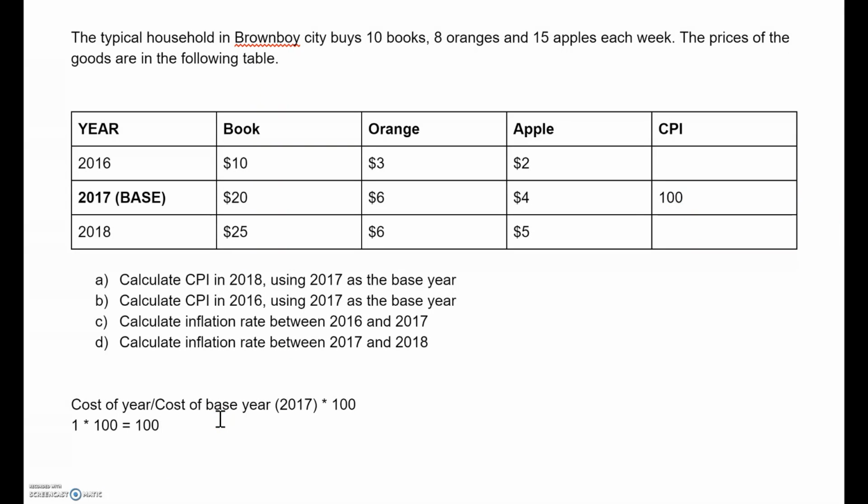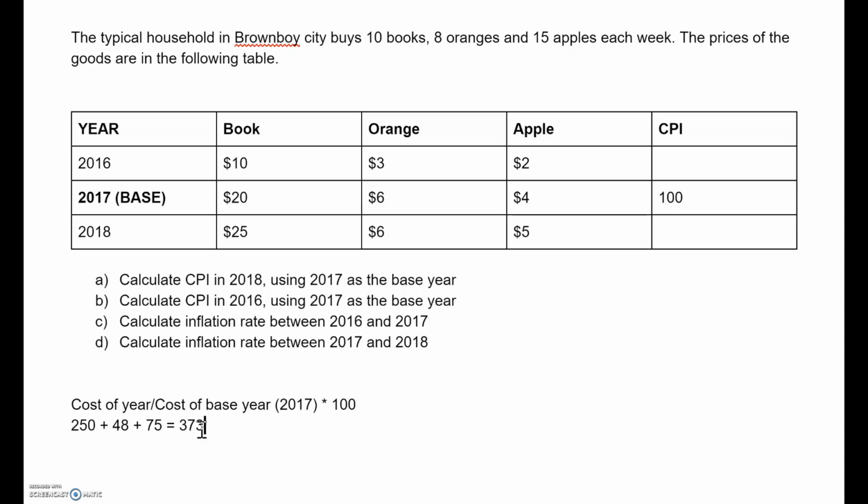Okay, so now taking a look at question number A, which asks, calculate CPI in 2018 using 2017 as the base year. So what we have to do in this question is find the total expenditure in a week for 2018, assuming that the household in Brown Boy City purchases 10 books, 8 oranges, and 15 apples each week at these prices. So starting at books, $25 per book times 10 books that they buy is equal to 250. 250 plus for oranges, $6 per orange, and 8 oranges that they purchase, which is equal to 48. And then for apples, it's 5 times 15, which is equal to 75.